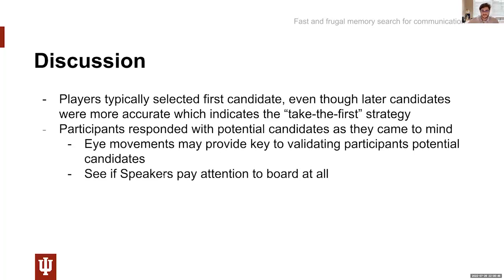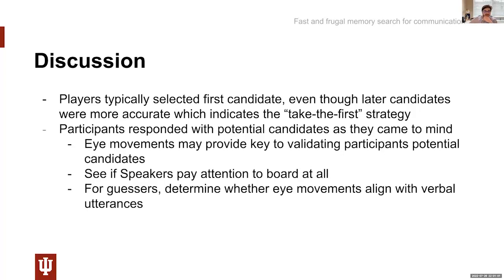And then we want to see if the speakers actually pay attention to the board at all. When they're given the word pair, do they just look around and think about what could be true, without even taking into account what the actual board is saying? And for guessers, we want to determine whether eye movements align with verbal utterances as well. Pretty similar to what I was saying, are they just going to think of the words first and then go back down onto the board and see what is actually true, what's the most similar thing to them, and what makes sense?